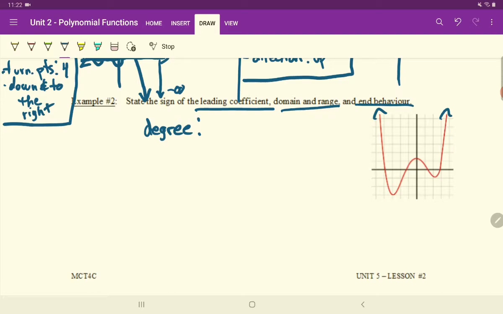How can you figure that out? Look at the turning points. That's a dead giveaway. If you have 1, it's not the only thing, there's more to it than that, but the potential is that this could be a 4th degree equation, but it could be more than that. It could be 6, it could be 8 as well.